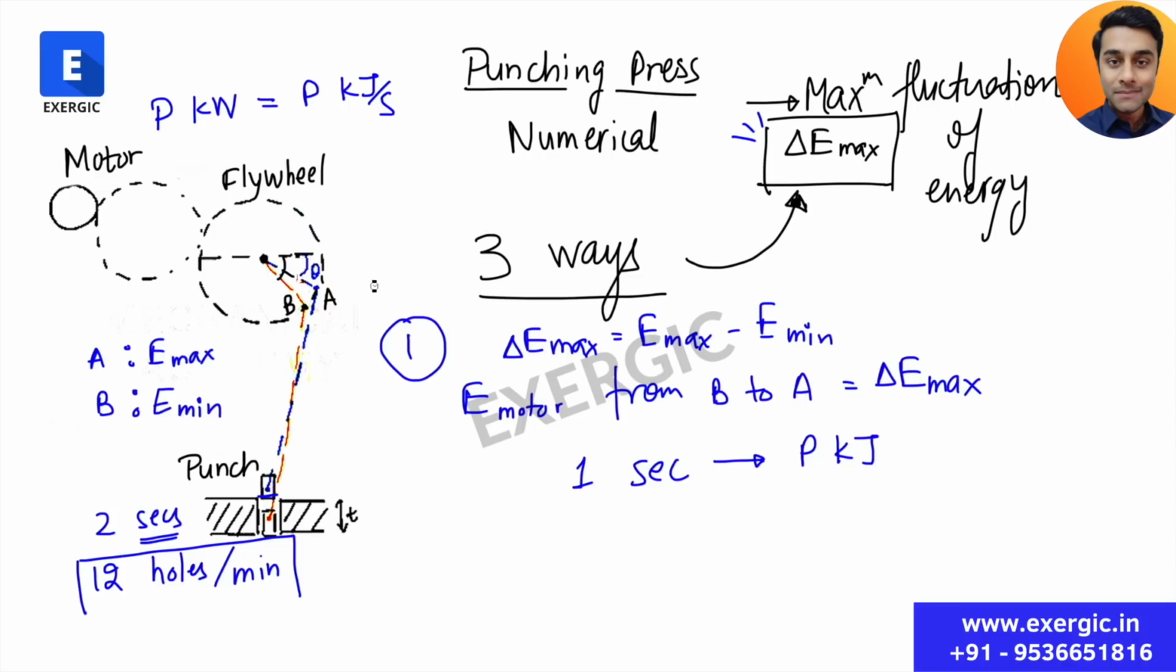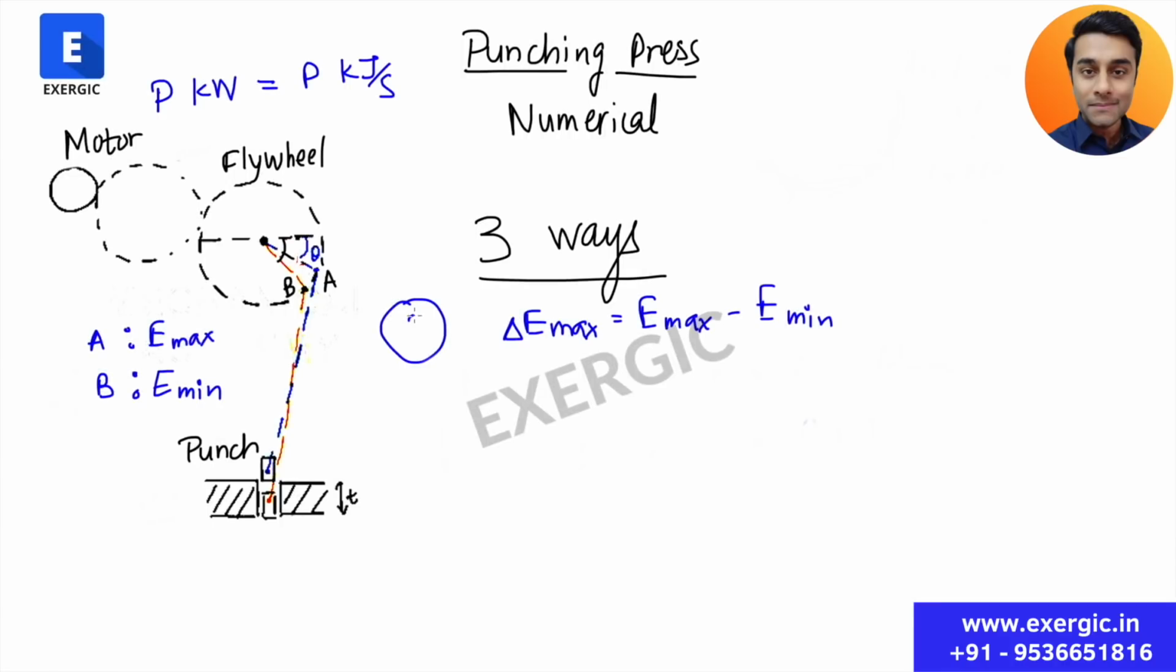This is one of the types of problems that you are going to face, and you can solve these problems easily by this method that I have told you. And remember, I am not going to solve any problem right now. We will separately solve examples related to this. Here, I am just talking about calculating the maximum fluctuation of energy, which is the most important parameter in the flywheel and turning moment diagram unit. Now, let us see the second way in which such problems can be solved.